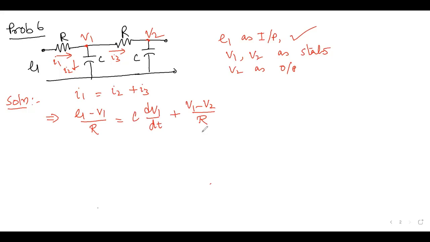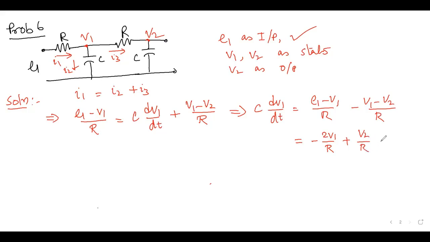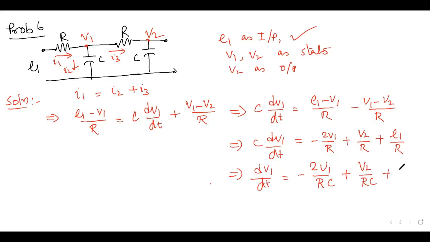This is the node equation for equation 1. You keep the highest order derivative on the left hand side. So C dV1 dt is equal to (E1 minus V1) by R minus (V1 minus V2) by R. We can write this as minus 2 V1 by R plus V2 by R plus E1 by R. That means dV1 dt equals minus 2 V1 by RC plus V2 by RC plus E1 by RC. This is for node number 1.